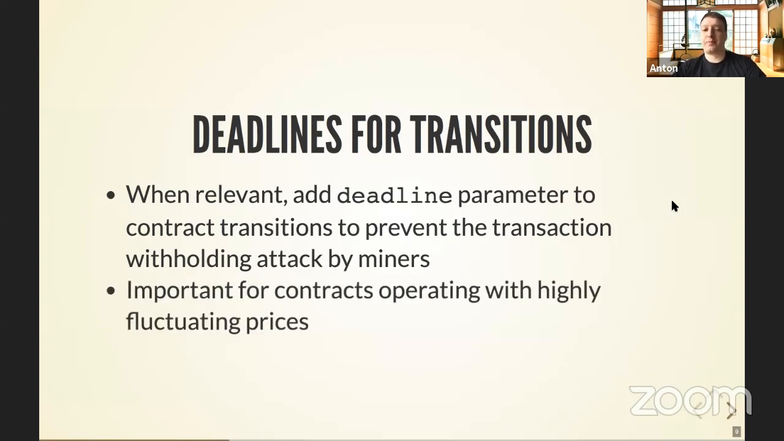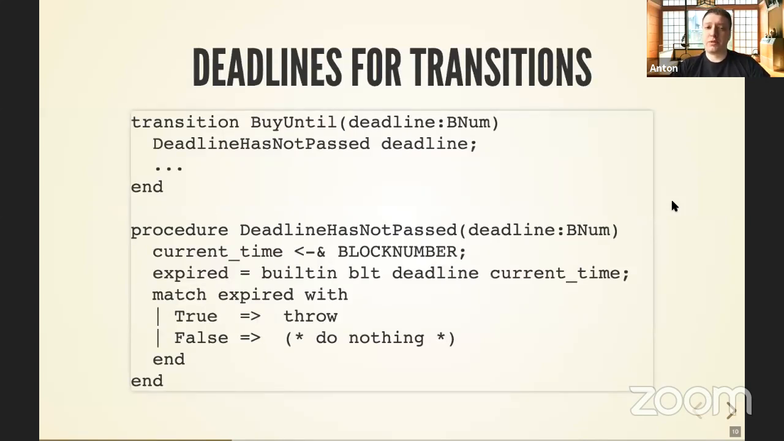Okay, and so this is important for contracts operating with highly fluctuating prices, like some kind of token exchanges. And so what you do is you add, for example, this transition called buy until. So you can buy something until this deadline, right? And bnum is the block number. So it's basically how people measure time on blockchain.